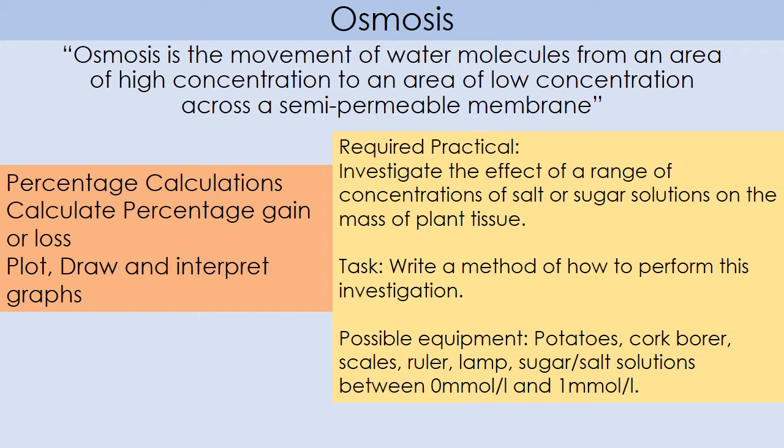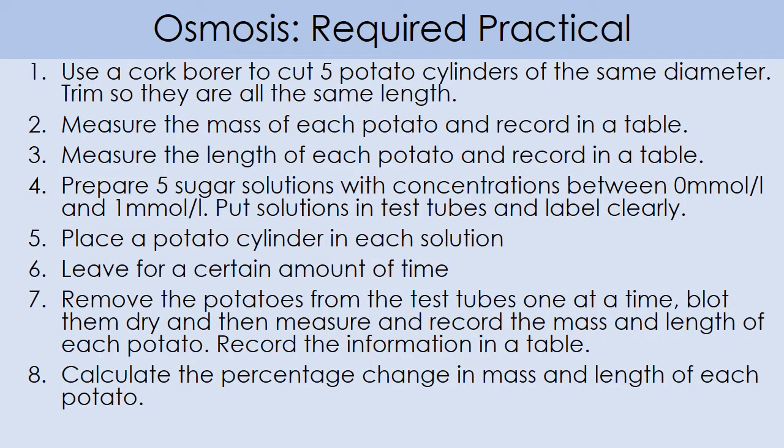So welcome back, hopefully you've paused it. We'll go on to the answers now. So this is the method that I have written up. So we're going to use a cork borer to cut 5 potato cylinders, so they're going to be the same diameter, and we're going to trim them so they're all the same length. We're making sure they are all the same to start with.